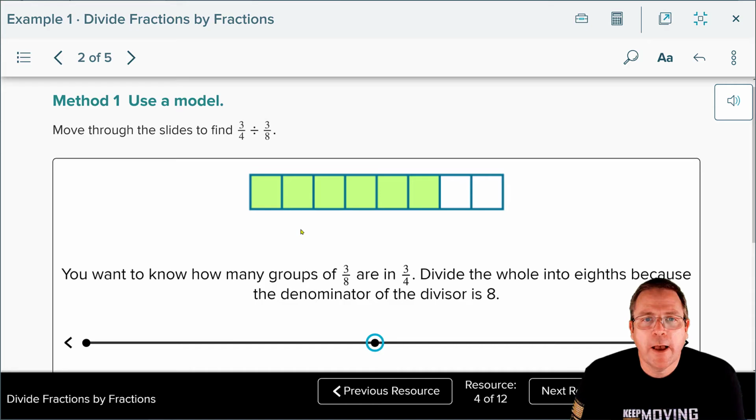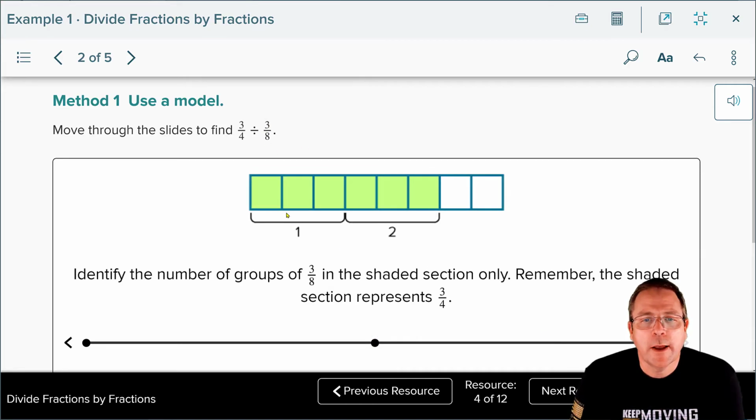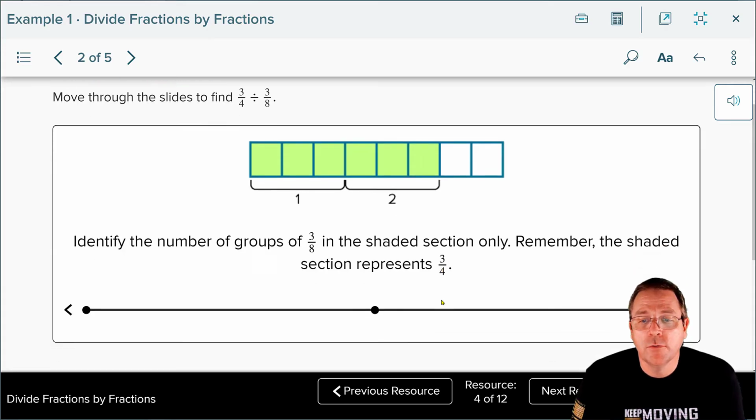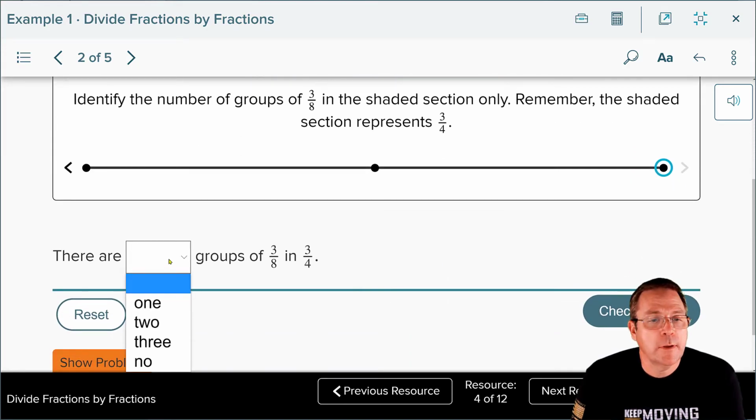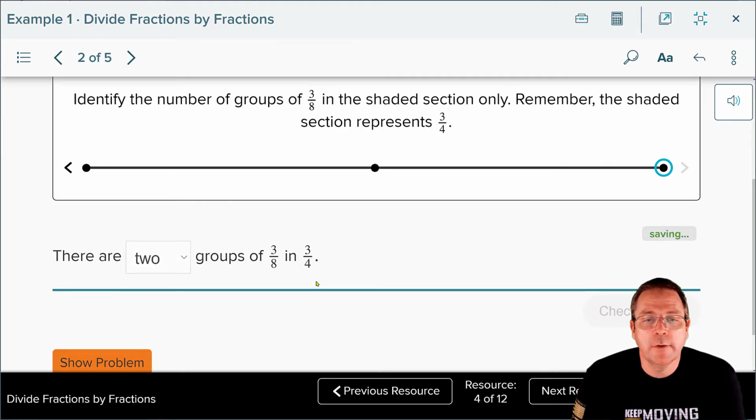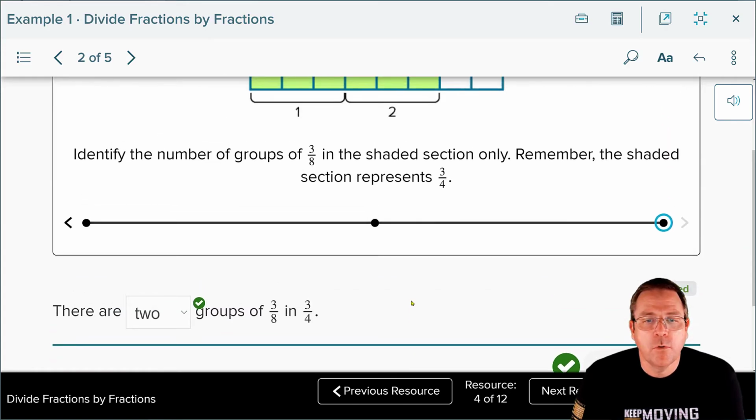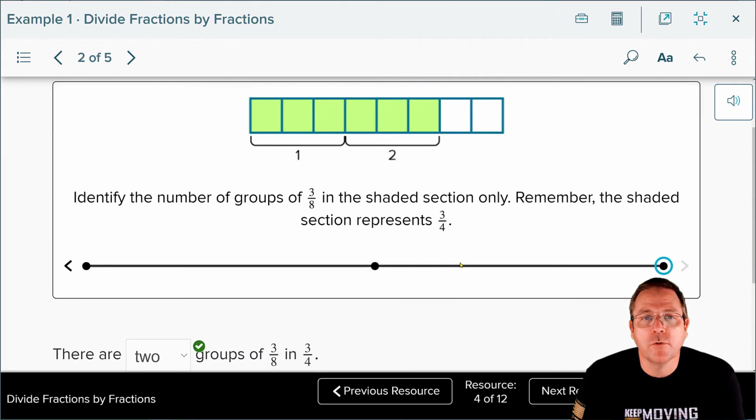Of those eighths, how many are going to be shaded? 3. So we're going to keep it going from there. So we got divided into sections of 3. 1, 2, 3. 1, 2, 3. And check this out. We got a remainder. So what do you think the answer is? Well, we've got 2 entire groups of 3 with 2 left over. I'm thinking it's going to be 2 and 2/3. Let's go down here and say there are how many full groups? 2 groups of 3/8, and that part checks. And then of course there's also going to be 2/3 of a group left over.